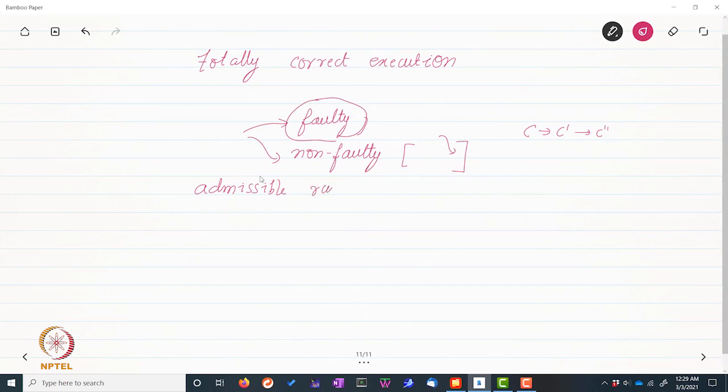So an admissible run is when basically all non-faulty nodes get a message eventually. Of course a message may be delayed, but eventually all non-faulty nodes will get the message. So for them, no message is dropped. So this is an admissible run.